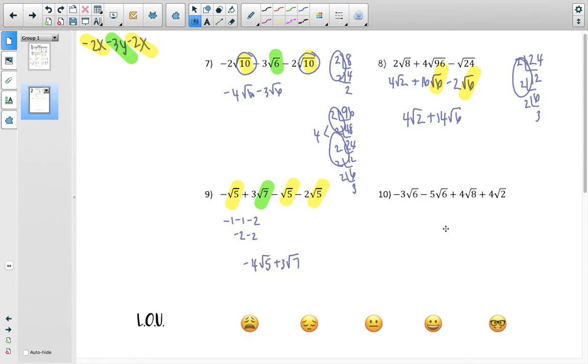All right, last but not least, we've already simplified the square root of 8. We did it right here. So when we did the square root of 8, we said it was 2 square root of 2. So we can simplify this one right here. 6 will not go down any farther because it's just 2 and 3. And 2 is prime, so we don't have to worry about it.